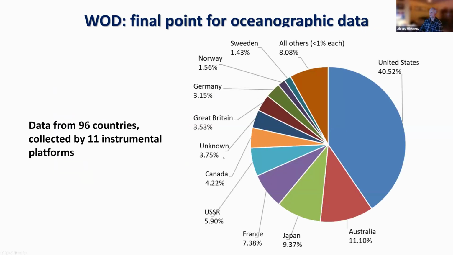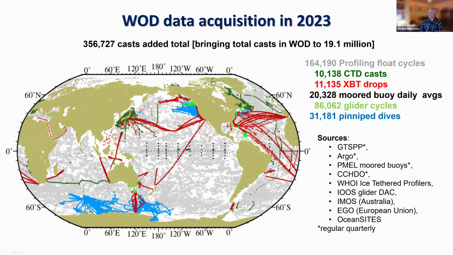And as you can imagine, we have our data from all around the world. So we have 96 countries contributing to the World Ocean Database. You see in this diagram, mostly, of course, it's the United States, but there are plenty of other countries who significantly contribute to the World Ocean Database, and we are very grateful for them.